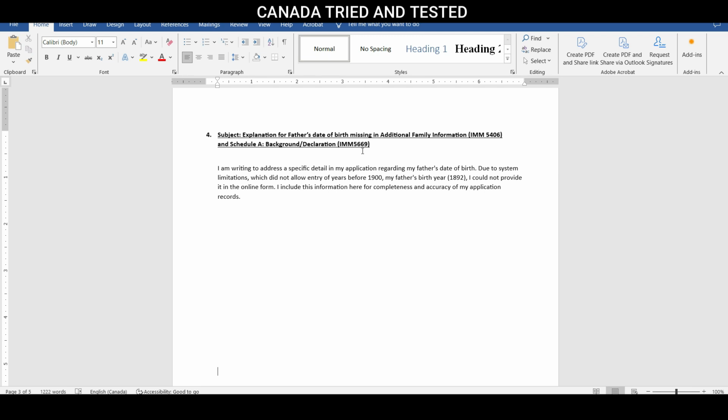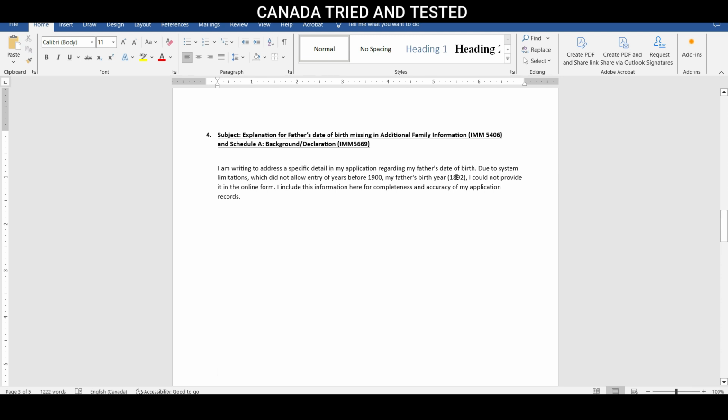So if the date of birth is equal to or greater than 01011900, then it accepts the date of birth. For someone who is born before that, because in the section here, additional family information, they ask about parents. And in some cases, parents were born before 1900, which was the case here. The explanation is: I'm writing to address a specific detail in my application regarding my father's date of birth due to a system limitation which did not allow entry of years before 1900.